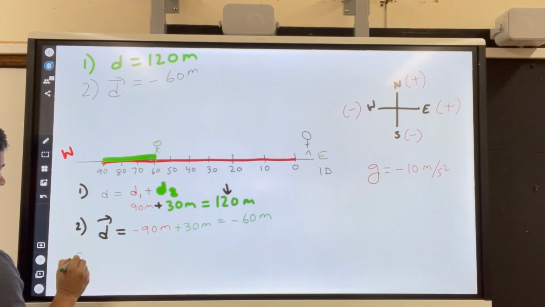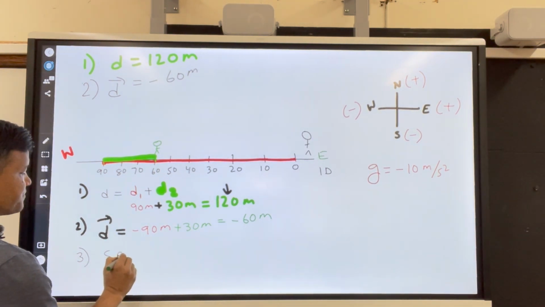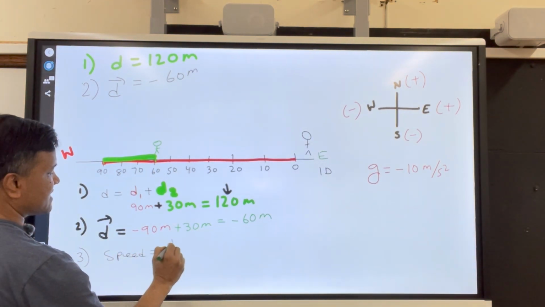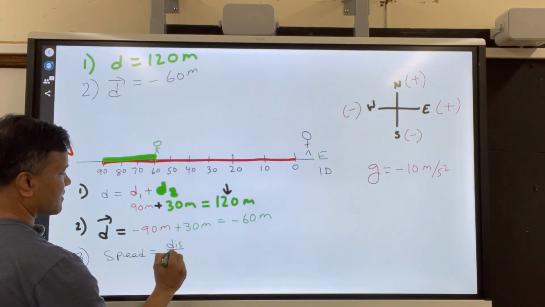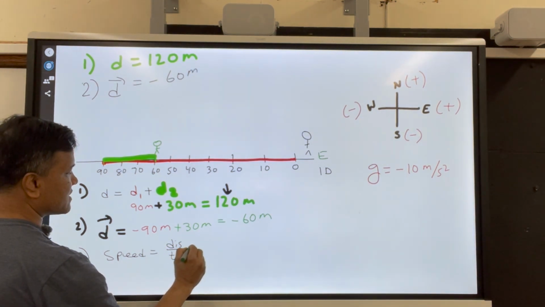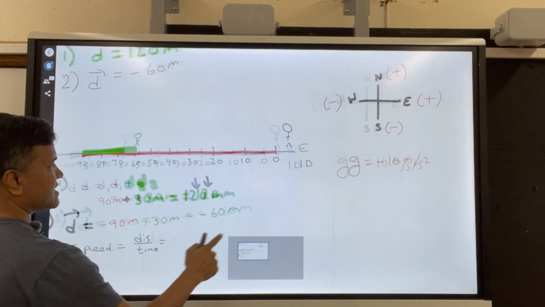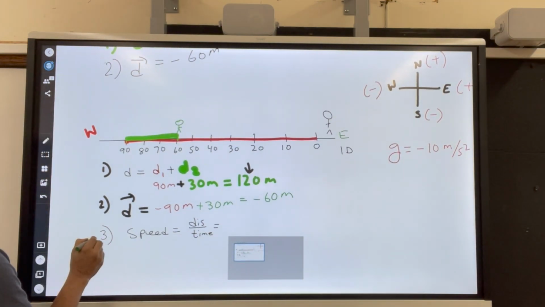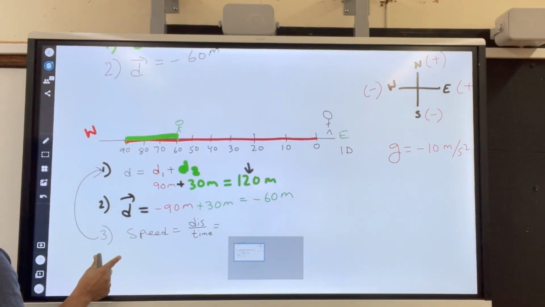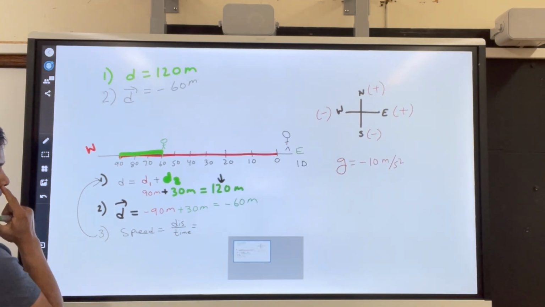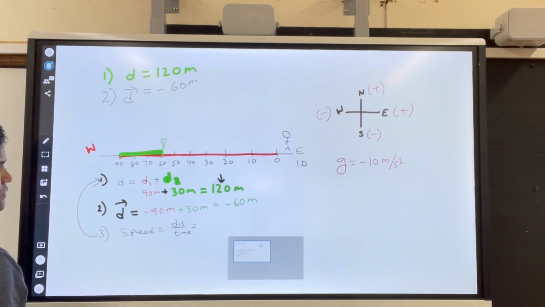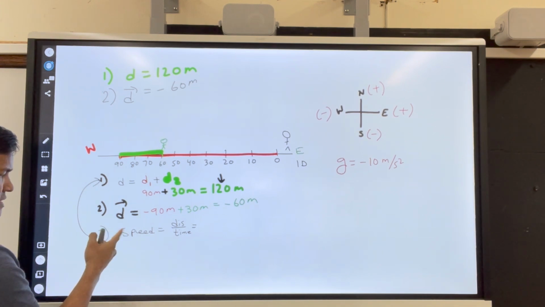Now, the next thing we're going to do is speed. Now, let's do speed over here. Speed is distance over time. So the total distance, speed is a scalar quantity. So this is a scalar quantity. So we have to use a scalar quantity to find another scalar quantity, which is speed.